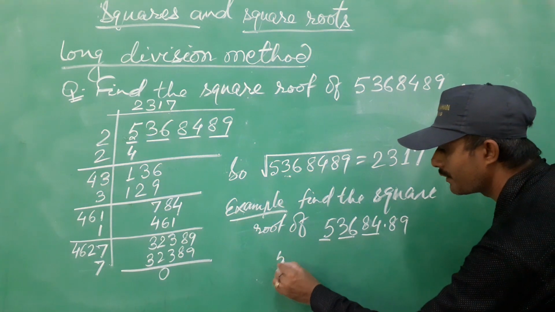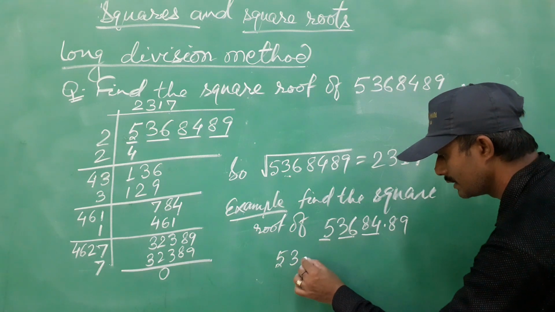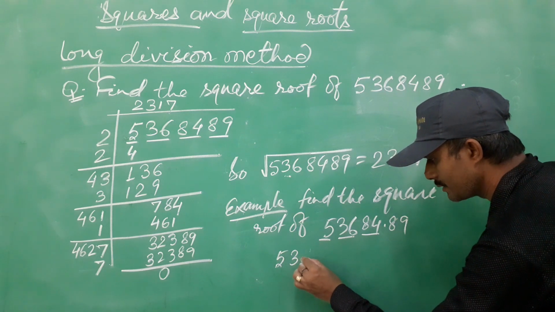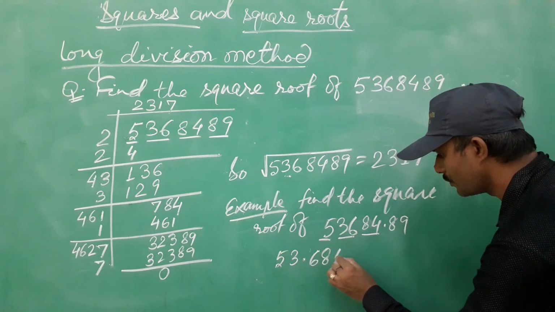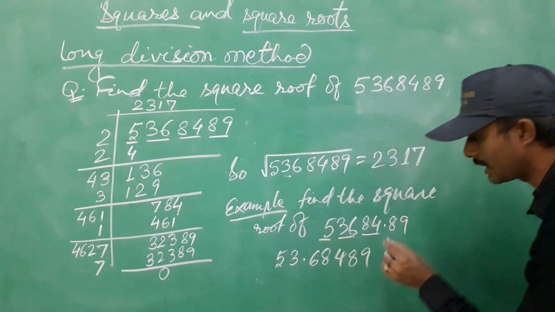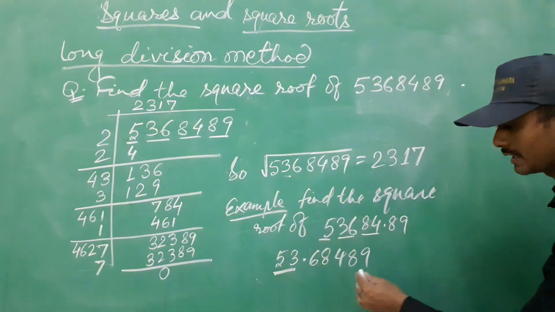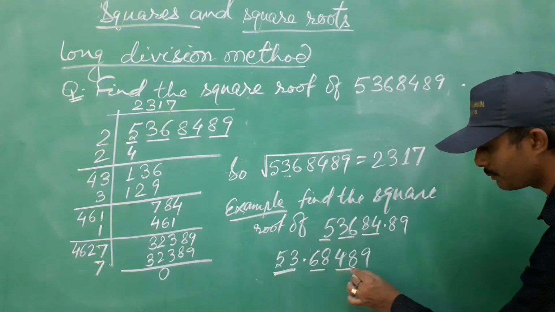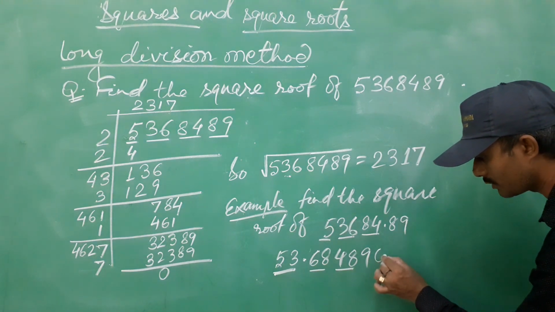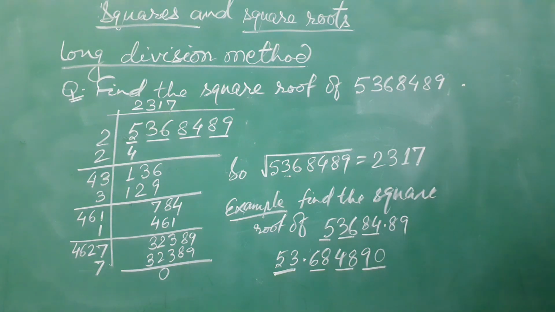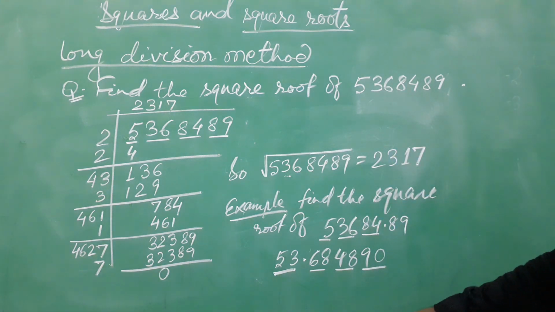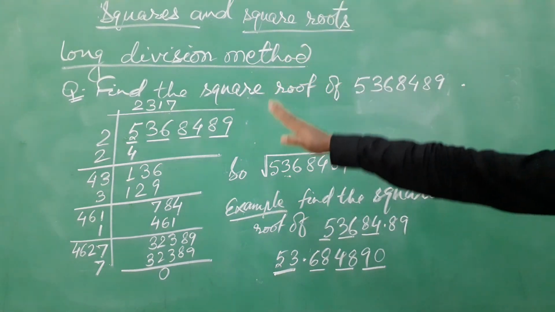If you have 53.68489, then how can you do it? Just before the decimal, this is 53, and after the decimal it should be in pairs. If it is not in a pair, use 0. So this is the way how we are finding it.